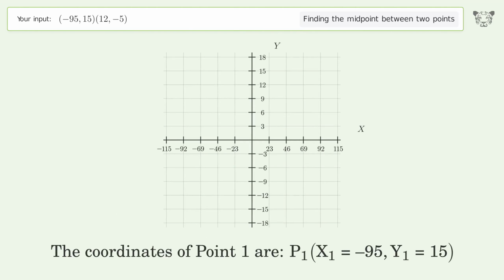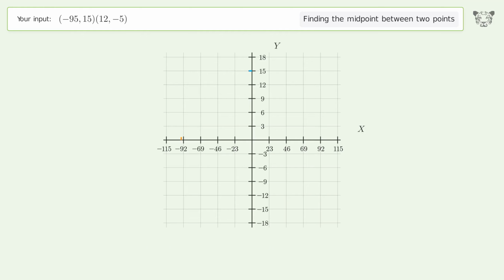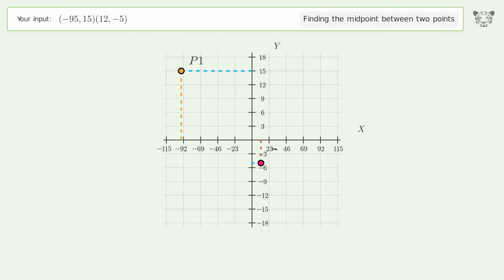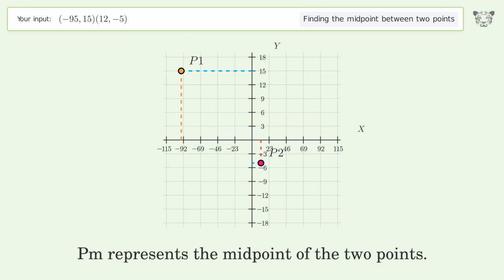The coordinates of point 1 are, x1 equals negative 95, y1 equals 15. The coordinates of point 2 are, x2 equals 12, y2 equals negative 5. PM represents the midpoint of the 2 points.